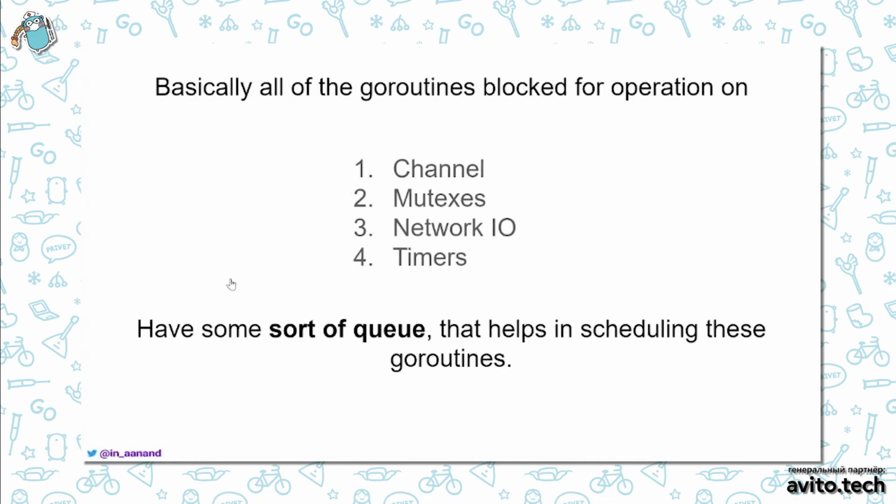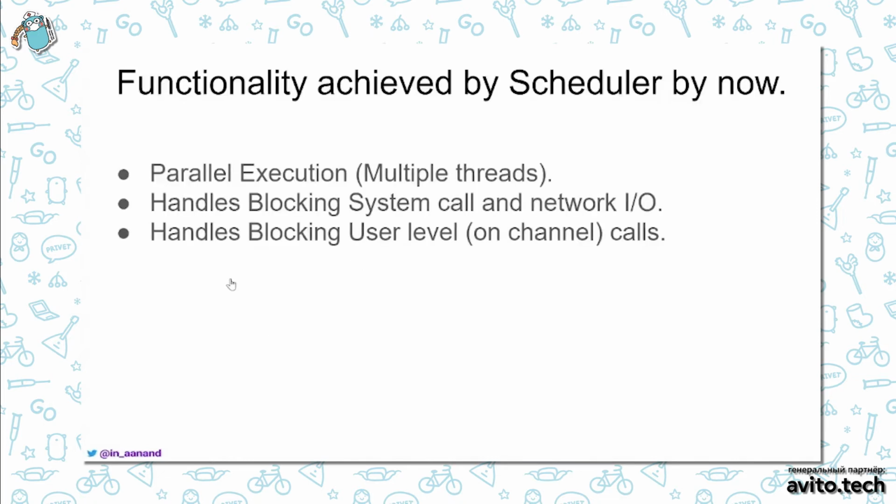Basically, all these coroutines blocked for operations on channels, mutexes, network IO, and timers have some sort of queue that helps in scheduling these coroutines. So by now we have discussed a scheduler which can have parallel execution, can handle blocking system calls as well as network IO, and can handle blocking user-level calls also, for example, channels.